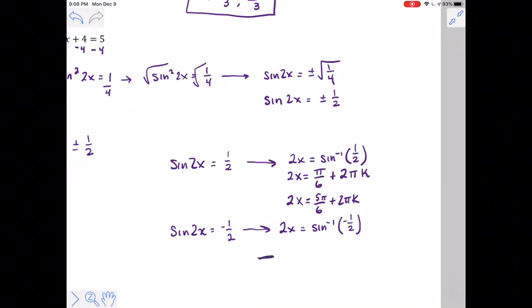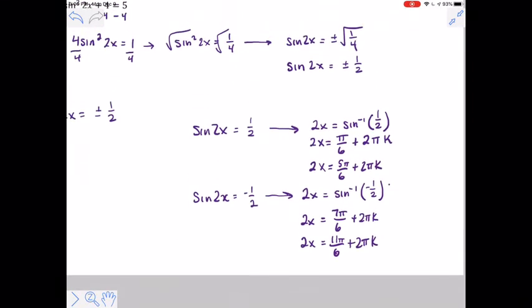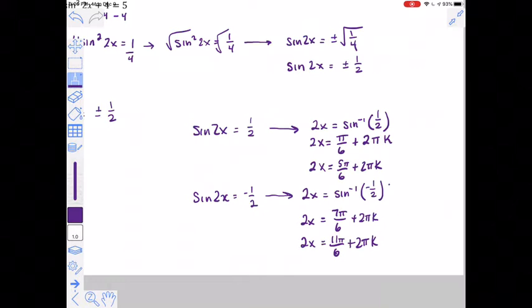Now down here for this one, the two values where this was true, where we had y values of negative 1/2, were at 7 pi over 6 and 11 pi over 6. So, I didn't leave myself very much room here.